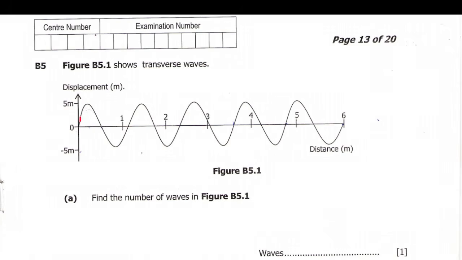So we can count. We have 1, 2, 3, 4, 5. So this means that we have 5, because the question says find the number of waves in figure B5.1. So it is 5. Number of waves is 5.